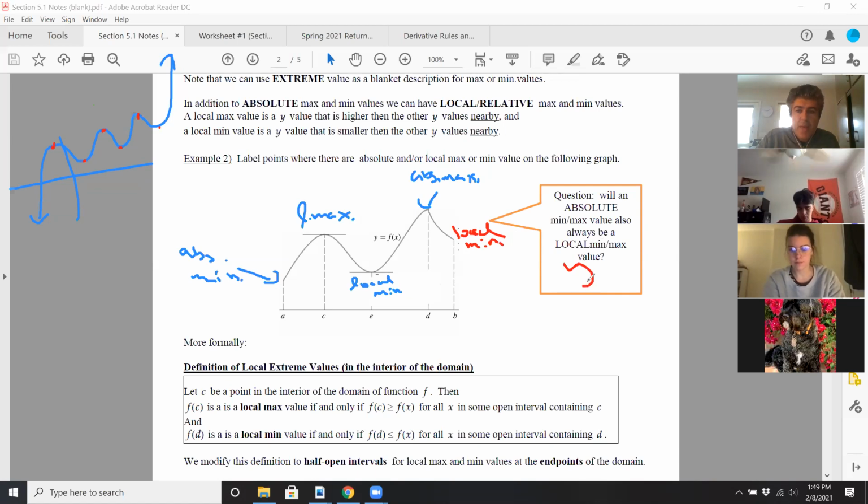So to answer this question, will absolute max also be considered a local max? Yes, it would be. So this is absolute max and a local max. Absolute max is like an extra designation.